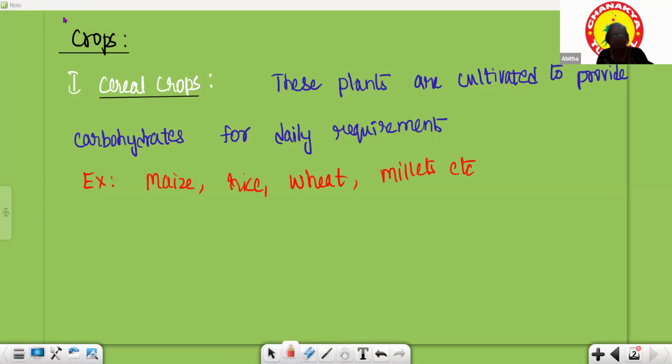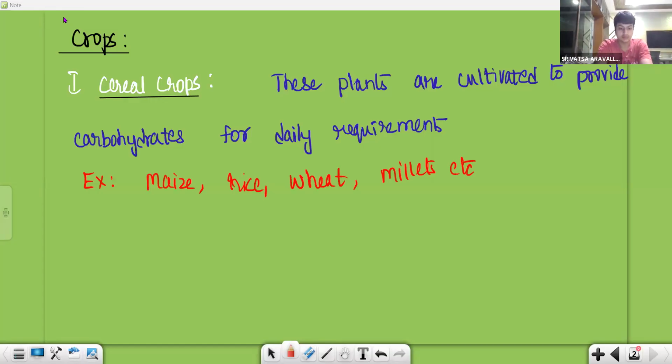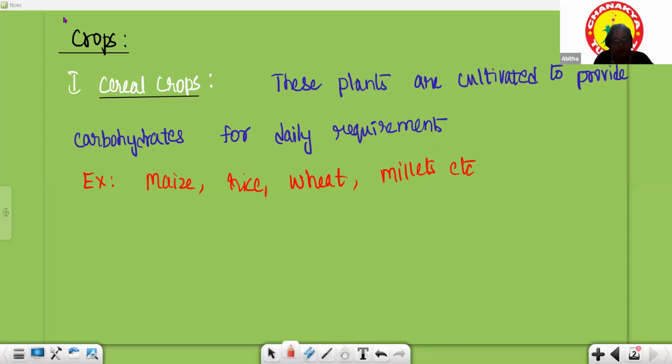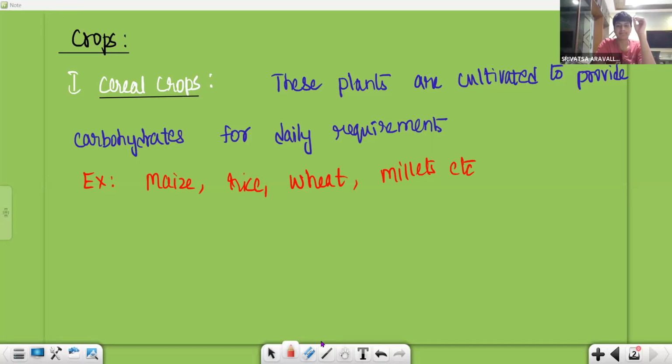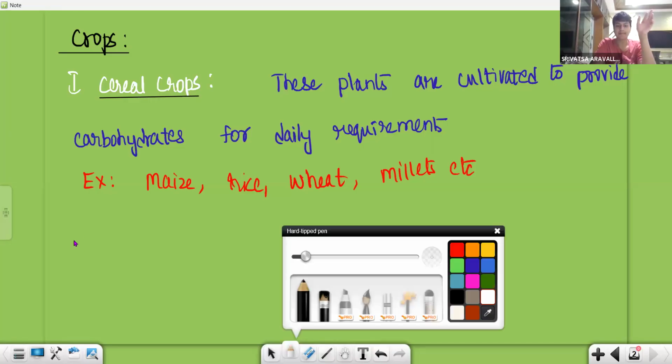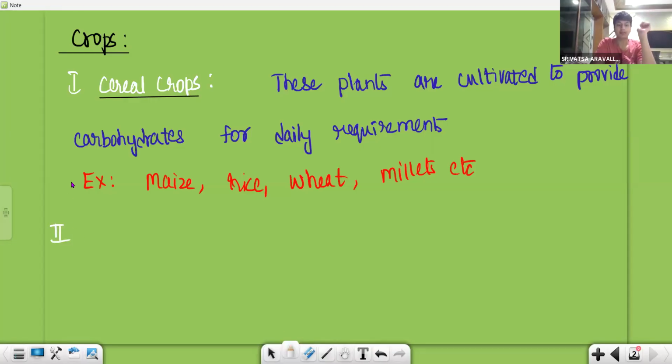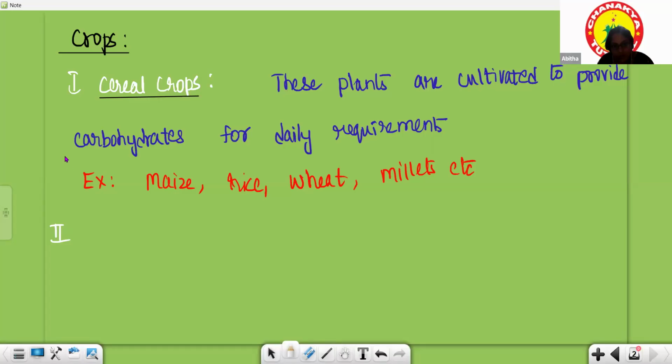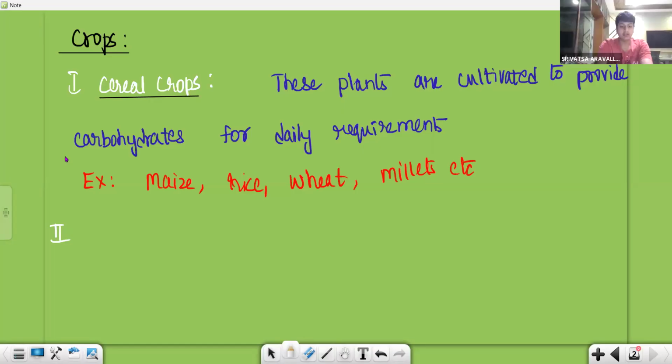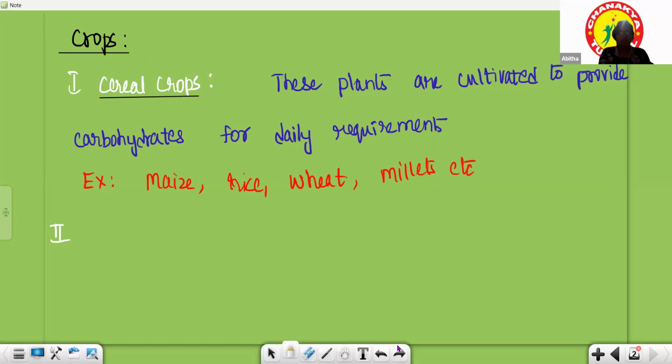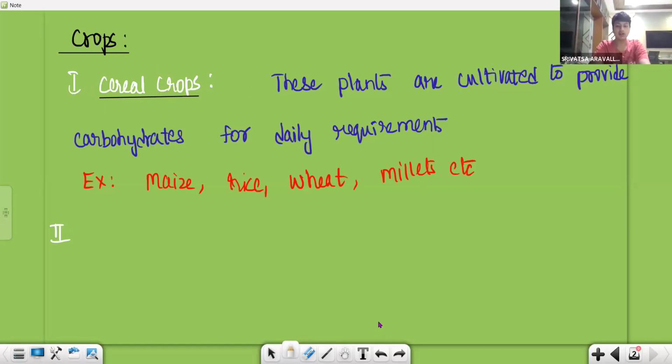Is that clear? Please read what I mentioned on the board, Srivatsa. You mentioned that these plants are cultivated to provide carbohydrates for daily requirements. Examples: maize, rice, wheat, millet, etc. So what crops are those? Cereal crops. Yes, those are cereal crops.